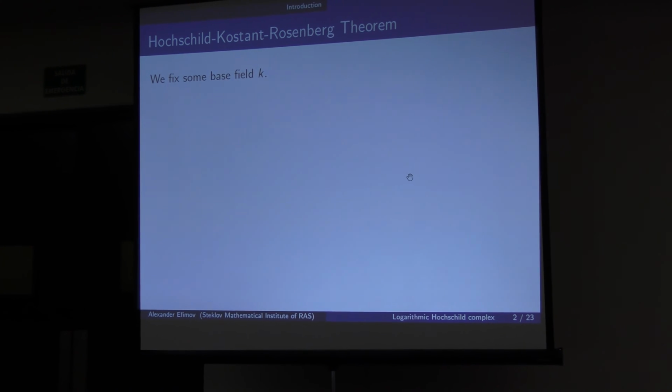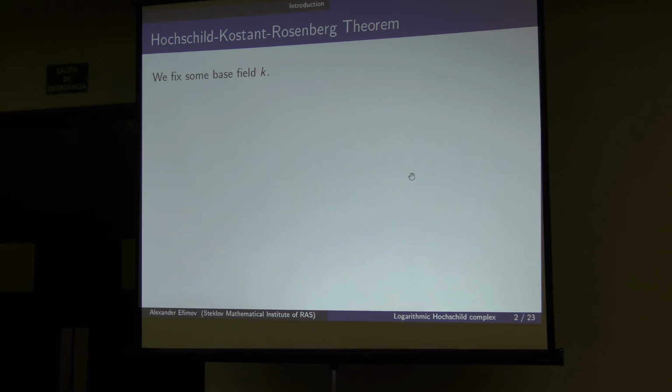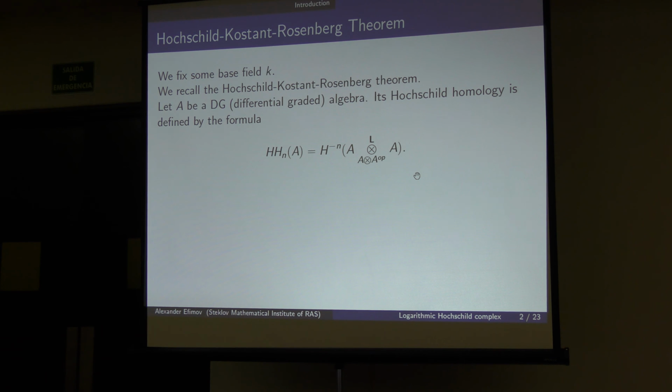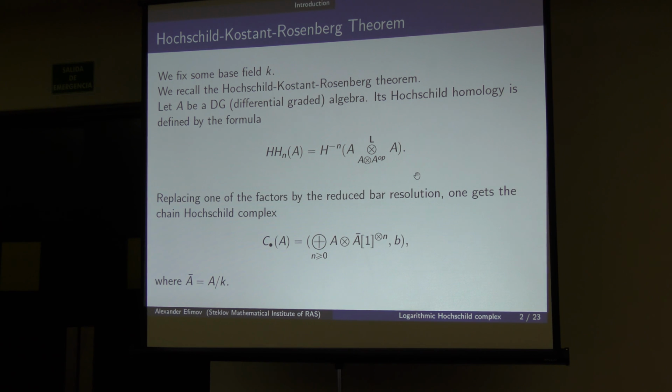But first, using some heavy machinery like K-theory. First, I just recall the usual Hochschild-Kostant-Rosenberg theorem. If A is a K-algebra, then its Hochschild homology is just the tensor product of the diagonal bimodule with itself. It's defined for any algebra, and if you replace one of the factors by the reduced bar resolution, you get the standard chain Hochschild complex.